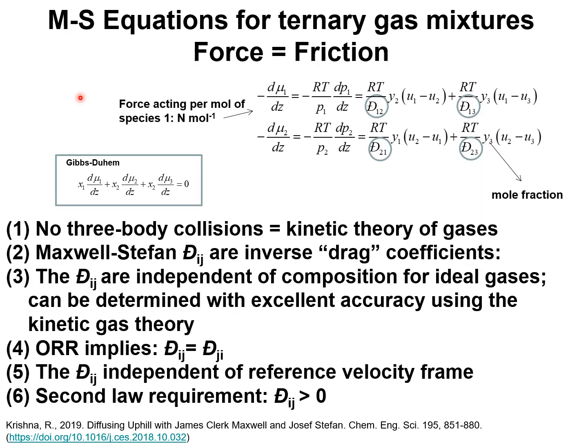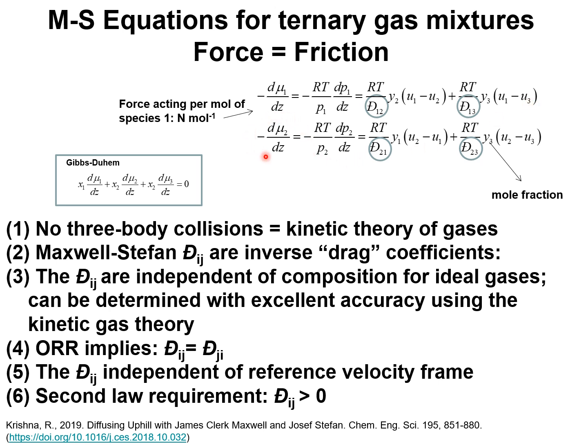We now consider diffusion in ternary gas mixtures, and the objective is to demonstrate the possibility of uphill diffusion in such systems. We begin by formulating the Maxwell Stefan equations to describe the diffusion in ternary gas mixtures. The force exerted per mole of species 1 is balanced by the friction species 1 experiences because of relative motion with respect to species 2 and relative motion with respect to species 3.